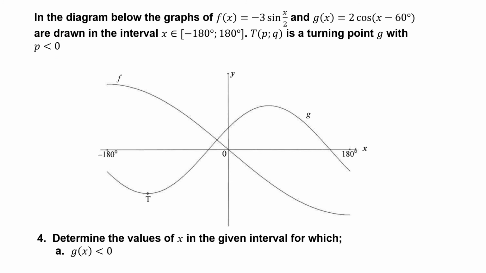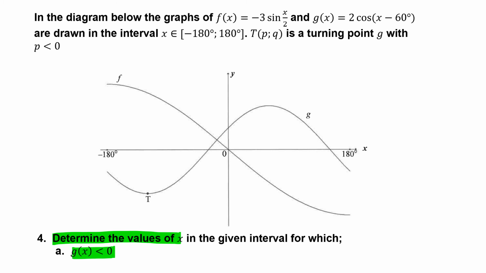The last question here, it says determine the values of x. Once again, we know it's saying values of x. So we're talking about giving our answer in the form of a domain, giving it in the form of x as an element of, or using inequality notation. And it says for which g of x is less than 0.